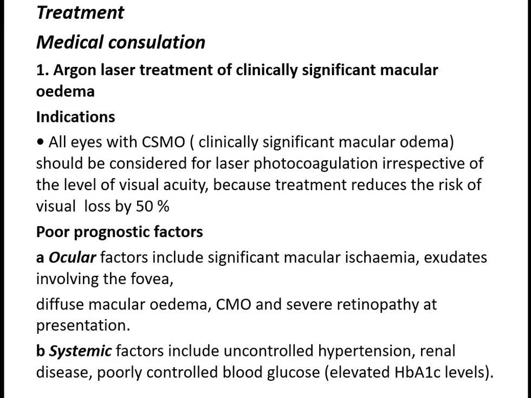But we have prognostic factors. What are the poor prognostic factors? We have ocular and systemic. The ocular includes significant macular ischemia, exudate on the fovea, or diffuse macular edema, or macular edema with severe retinopathy at presentation. These are poor ocular prognostic factors. Systemic factors: uncontrolled hypertension, diabetic nephropathy, and poor glycemic control.